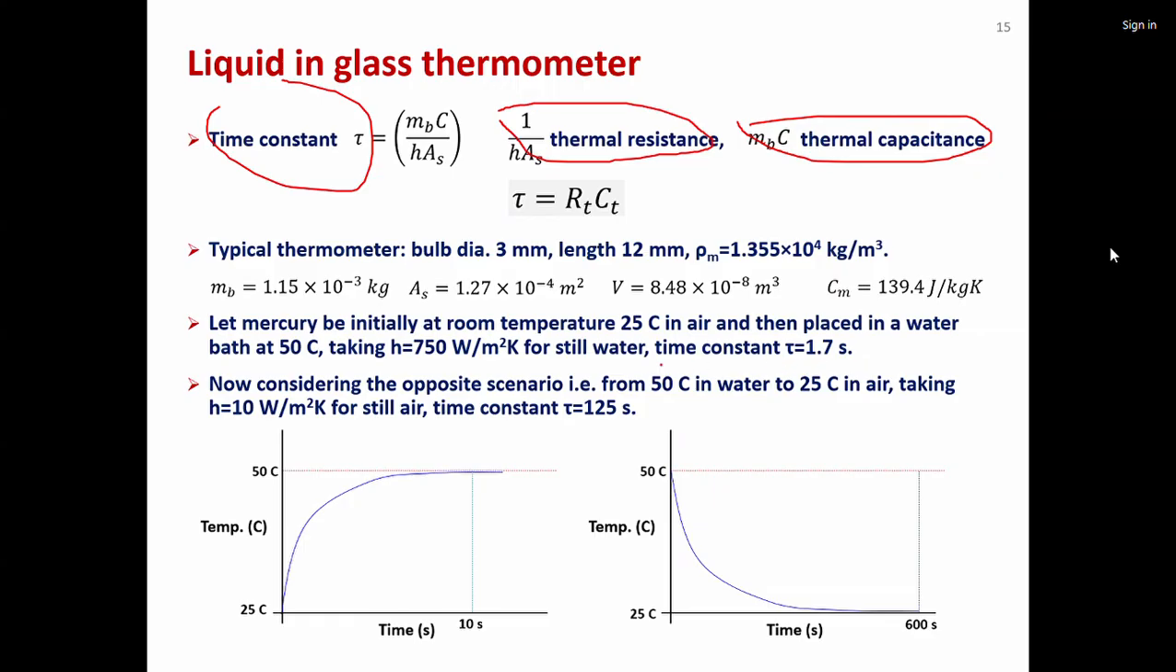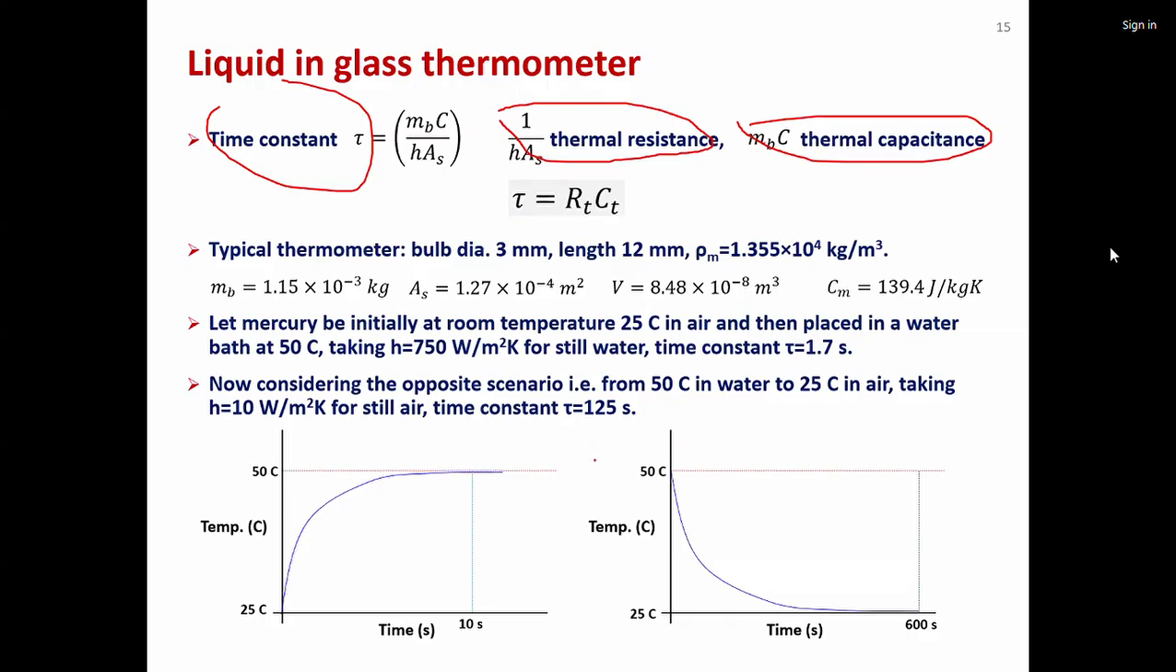It says that if you have a thermometer that is initially at 25 degrees in air, and you dip it in a water bath which is at 50 degrees centigrade, then it will take about 5 times this time constant, that is approximately 2 seconds. So it will take about 10 seconds to reach the 50 degrees centigrade temperature.